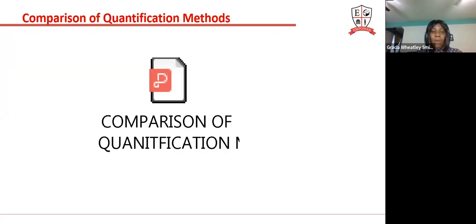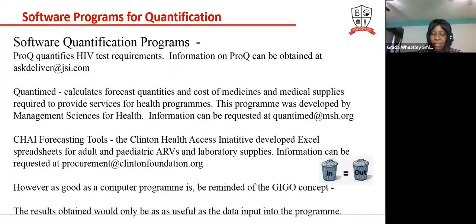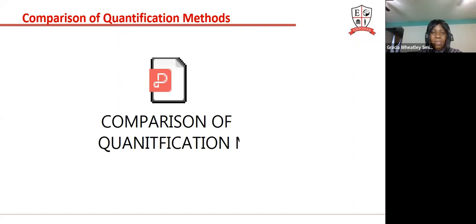So here we have now quantification comparison. Let me see if I can get that slide in.